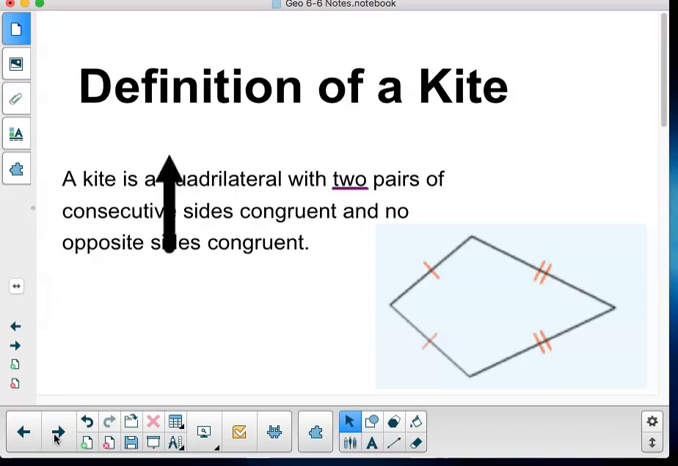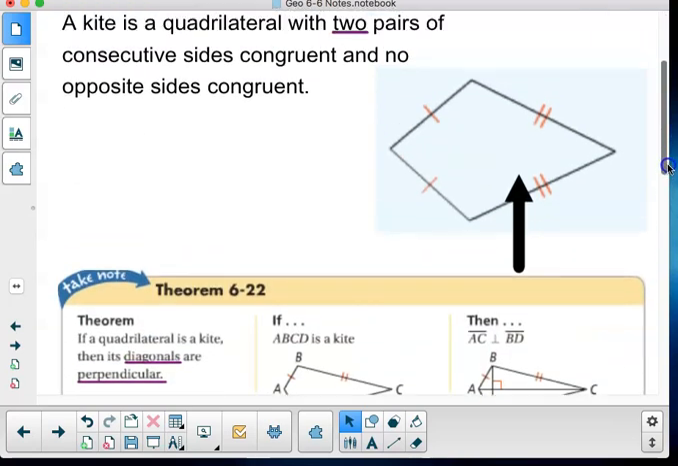Now, our definition of a kite. A kite is a quadrilateral with two pairs of consecutive sides congruent and no opposite sides congruent. So two pairs of consecutive sides congruent and opposite sides are not congruent. If opposite sides were congruent, that would mean this is a rhombus. But because it's a kite, we're talking about our two consecutive sides.